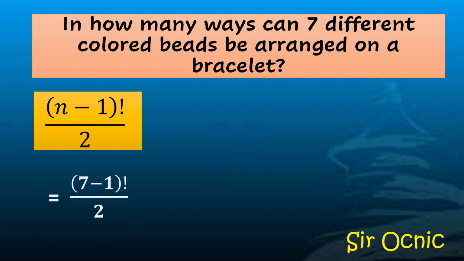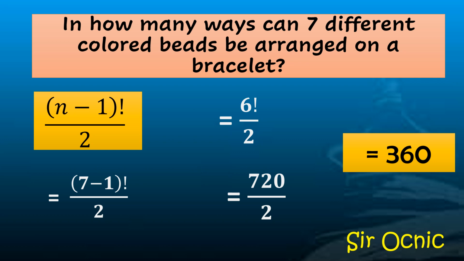So we will have n equal to 7. That means we have (7 minus 1) factorial all over 2, which is equal to 6 factorial over 2. 6 factorial is equal to 720, divided by 2, that is equal to 360.